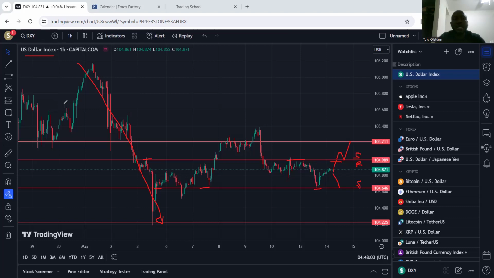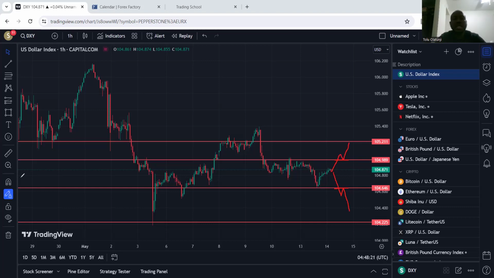So this is what we have for the DXY. If you look at this for the DXY, we were expecting here a possible sell, which is a bounce, or here a bounce for a possible buy, or a breakout and a pullback for continuation, or a breakout from the highs over here, pullback and then a continuation.